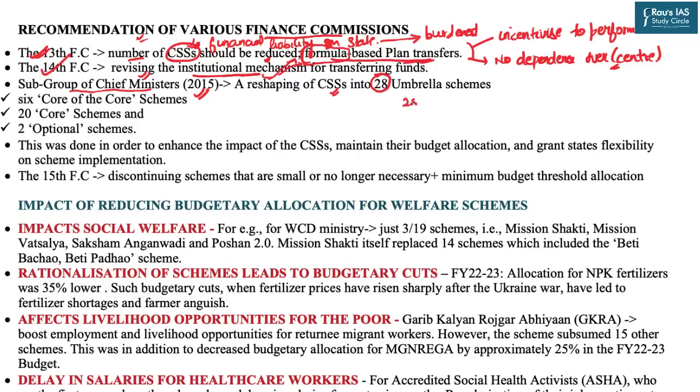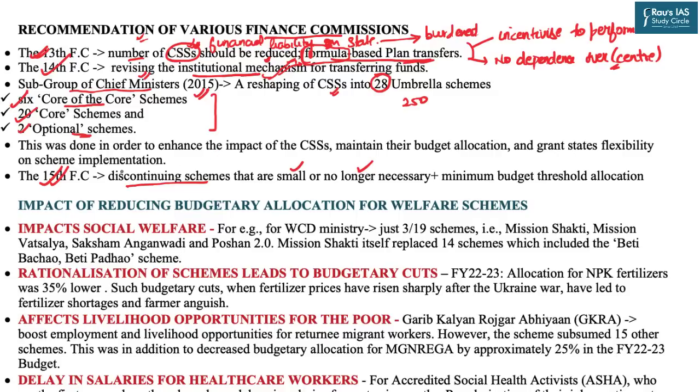There were more than 250 schemes which were recategorized into 28 umbrella schemes, out of which 6 were the core of the core schemes, 20 were the core schemes, and 2 were the optional schemes. On similar lines, the 15th Finance Commission said that the government should discontinue the schemes that are very small or no longer necessary, because the recategorization was already done. So obviously there is no point in continuing very smaller schemes.